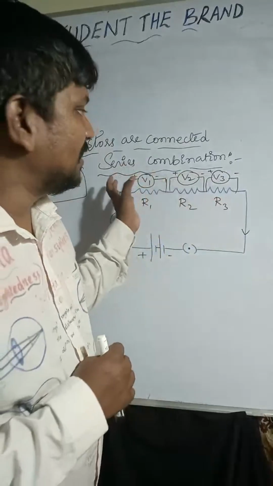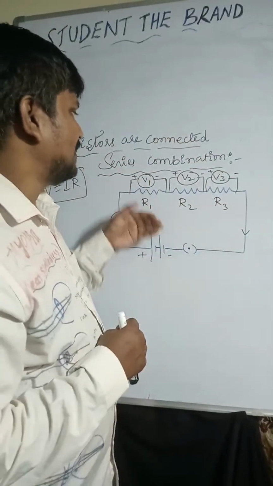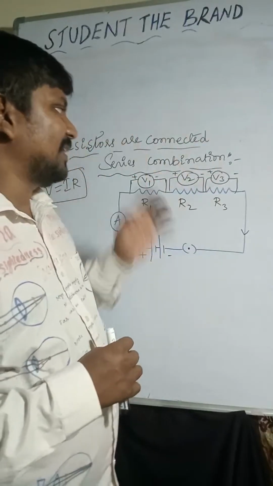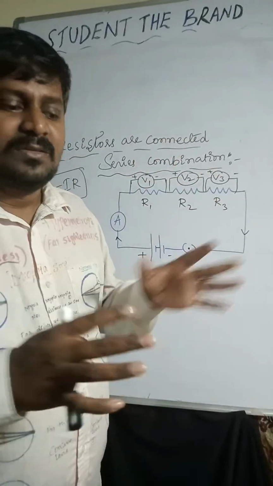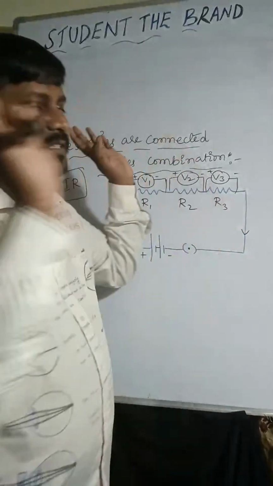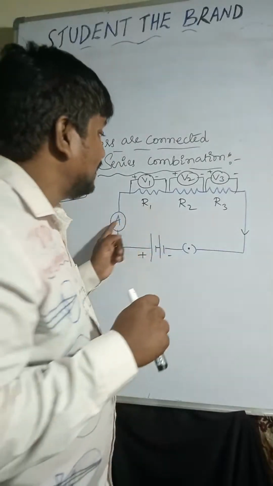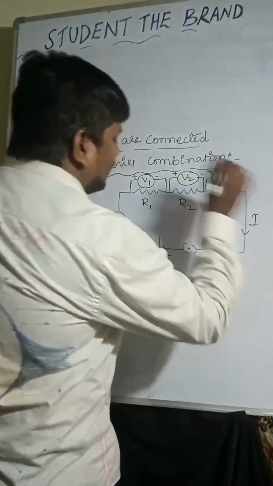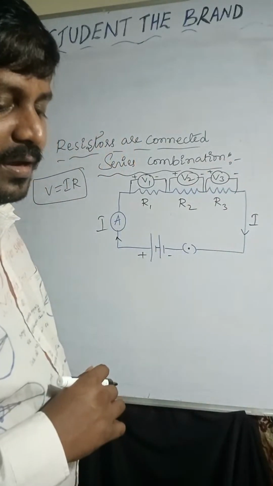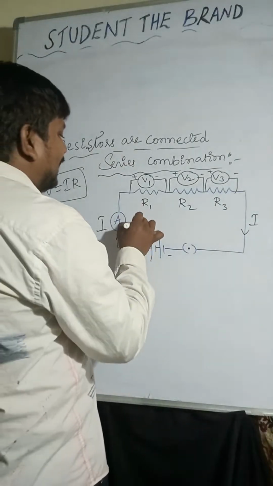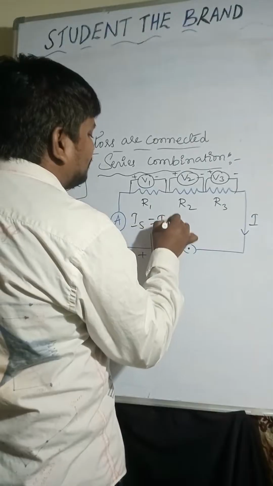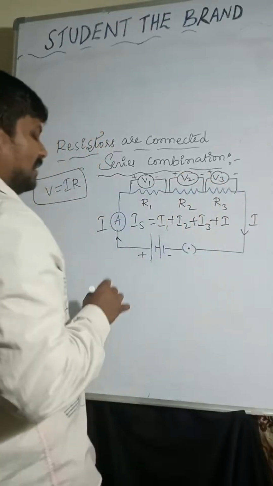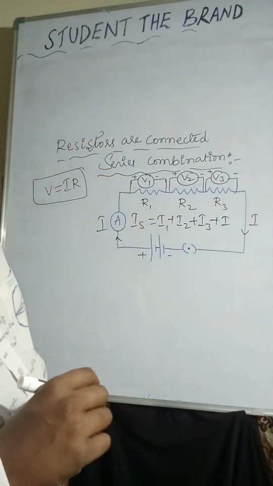So I connected voltmeters across R1, R2, R3: V1 across R1, V2 across R2, V3 across R3. By this we can understand potential difference is different, but current is flowing throughout the circuit. Current is same. I is same. So I equals I1 equals I2 equals I3 equals I. Yes, current is same.